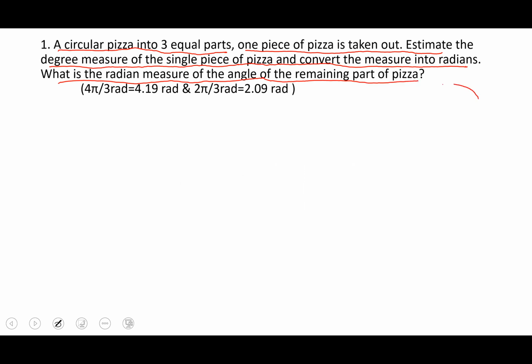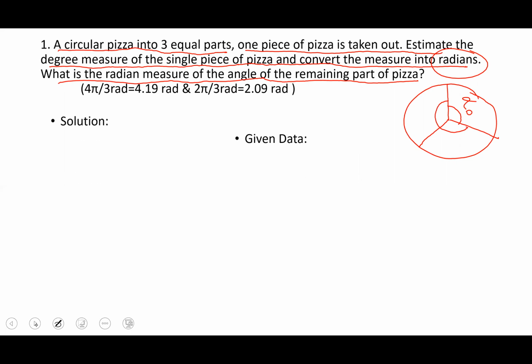So let's say this circle represents the pizza. In the question, it says that we have to divide the pizza into 3 equal parts, and we have to measure the angle of one piece of pizza in radians, that is, how many radians it is. And the second part asks how much is the rest of the pizza. So let us look at the data which is given to us.